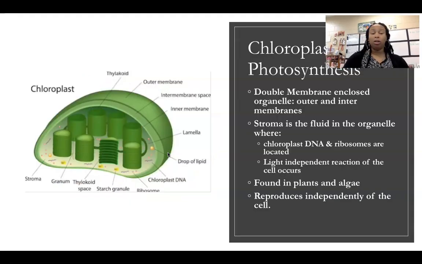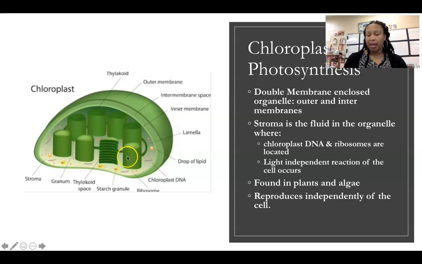I know I've talked a lot about chloroplasts and mitochondria at the same time. That's because they have a lot in common. Here's the structure of the chloroplast. Again, chloroplast is responsible for photosynthesis. There's that double membrane. It has its own DNA and ribosomes, which you're going to find in the stroma, which is the liquid that is inside of the chloroplast.